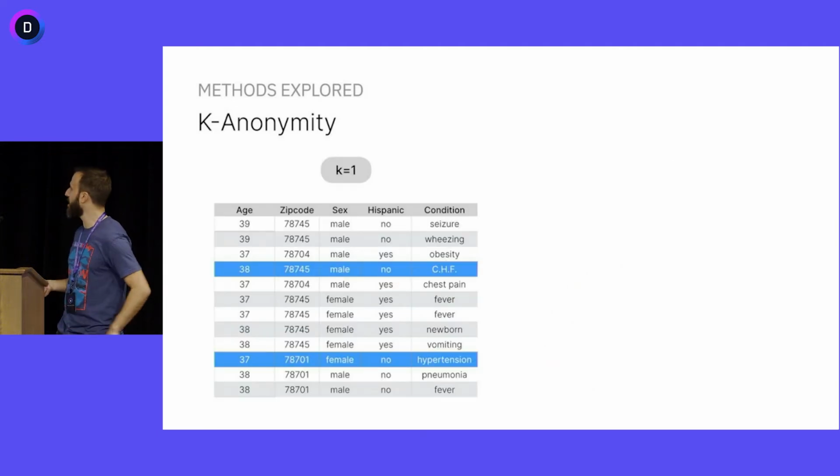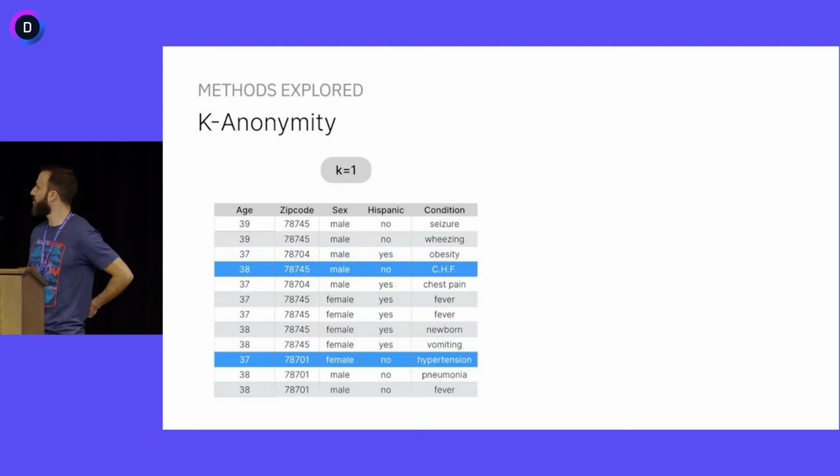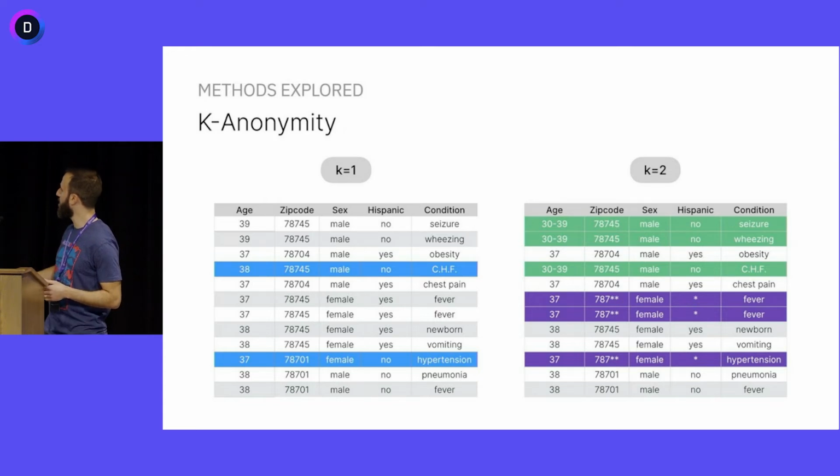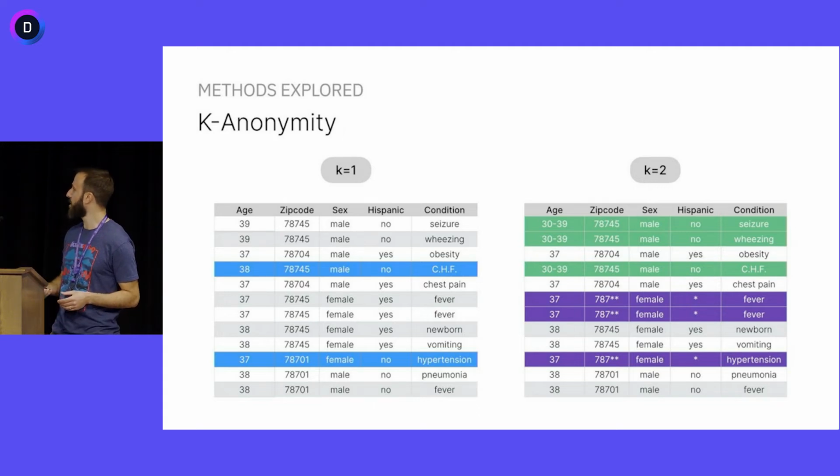And so this is what it looks like in some real data. So here we have 2 unique rows, and then we can group those unique rows with other rows, and here you can see in the top group, the age column has been generalized to a range, and in the second group, the zip code column has been generalized and the Hispanic column has been suppressed. And so now we've eliminated those unique rows.